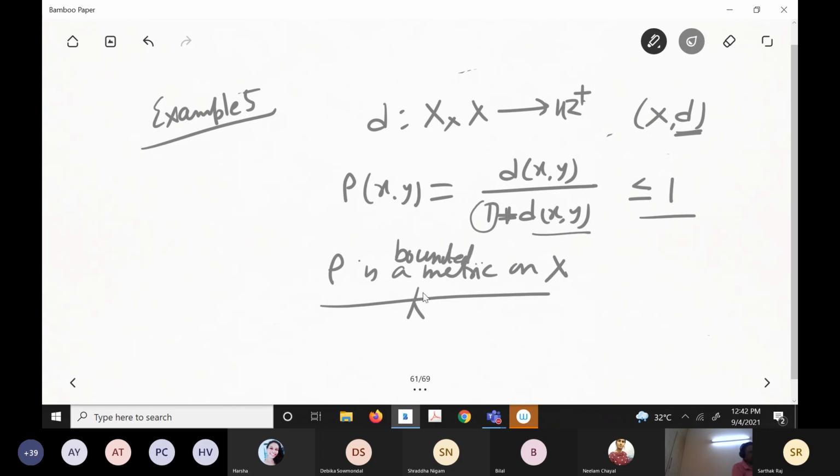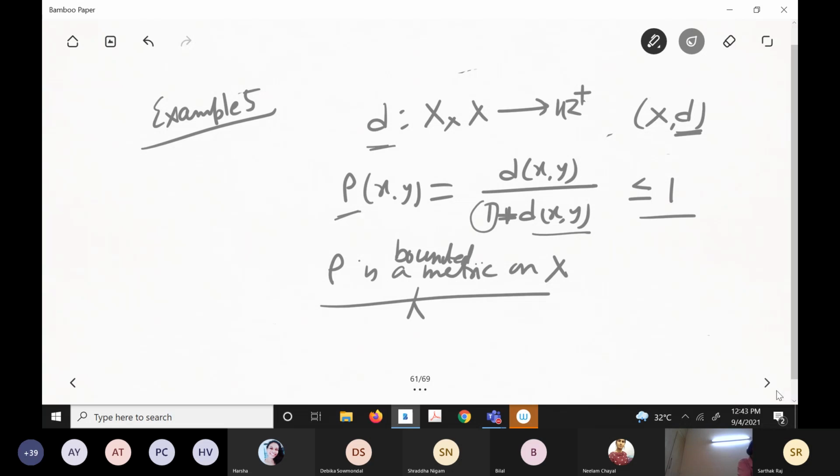This is important. Later on, we'll see that the open sets generated by the metric d will be the same as those generated by the metric rho. That means while studying open sets, we can always take the metric, if we want, to be a bounded metric. So example 5, you should read it. First, look at as many examples as you can get for the metric.